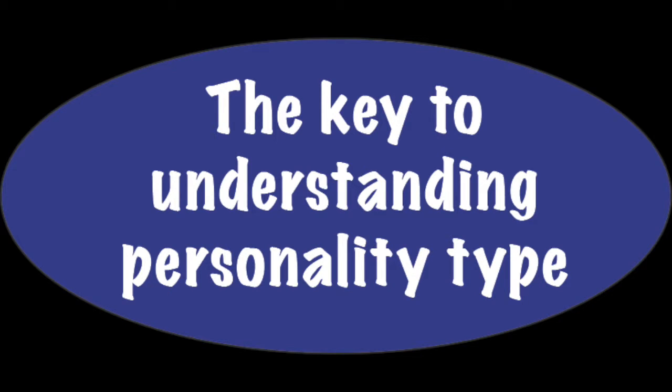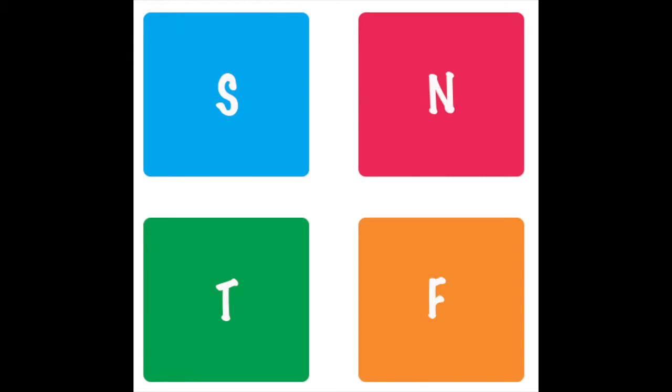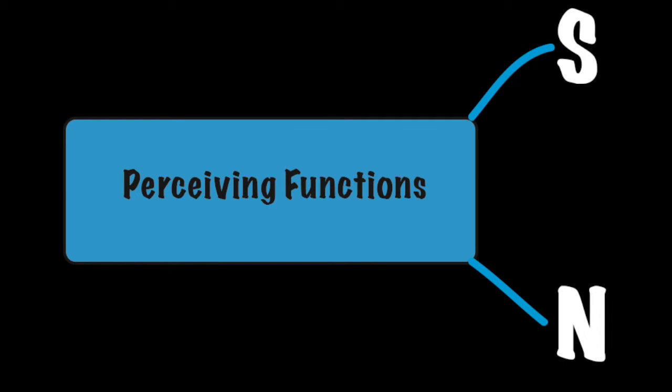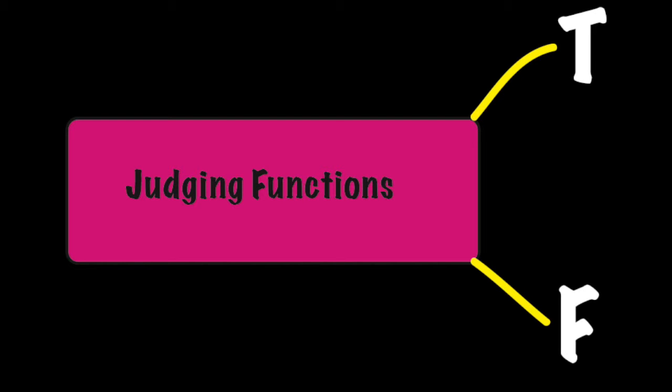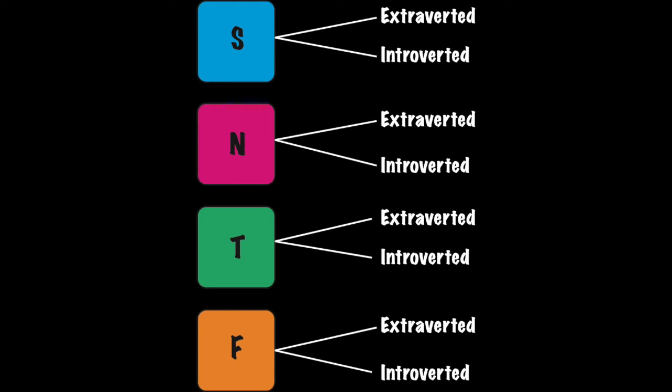The key to understanding personality type lies in understanding the four mental functions: sensing, intuition, thinking, and feeling, S, N, T, and F. We have two perceiving functions, sensing and intuition, and two judging functions, thinking and feeling. Each of the four functions can be expressed in either the introverted attitude or the extroverted attitude. That is to say, they can either be kept in our inner world or presented to the external world.